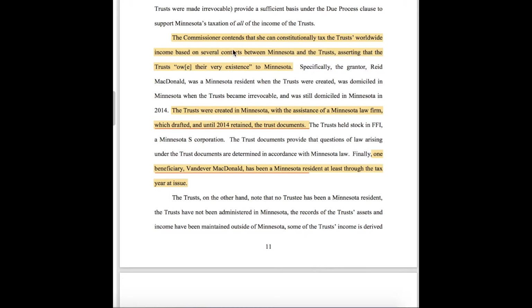Okay. The commissioner contends that she can constitutionally tax the trust's worldwide income based on several contacts between Minnesota and the trust, asserting that the trusts owe their very existence to Minnesota. Now, how do they owe, according to the Minnesota rules, not her mind? How do they owe their very existence to Minnesota? Well, the trusts were created in Minnesota with the assistance of a Minnesota law firm, which drafted and until 2014 retained the trust documents.